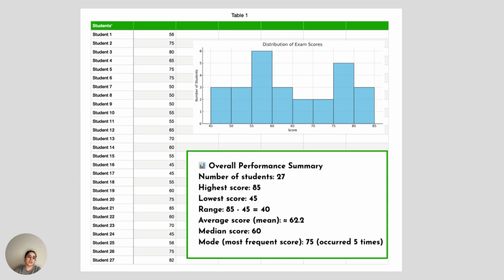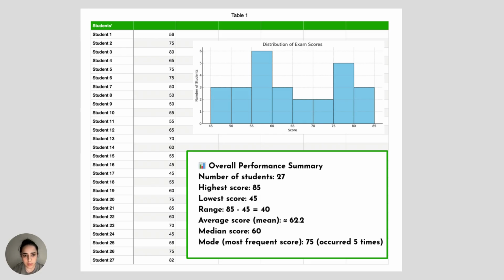Here's the result. The overall performance summary of this test is that the number of the test takers is 27, and the highest score was 85. The lowest one is 45, and the range is 40. The average score, the mean, 62.2, and the median score is 60, and the most frequent score was 75. It occurred 5 times. You can see the highest here, and the lowest one there.